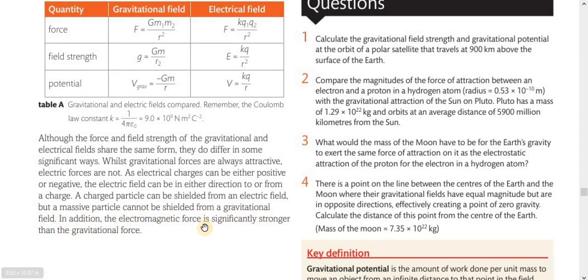In addition, the electromagnetic force is significantly stronger than the gravitational force. Okay, so this is the last point here, very important. The electromagnetic force is much stronger than the gravitational force. So here electric and magnetic, that's why we say electromagnetic force.